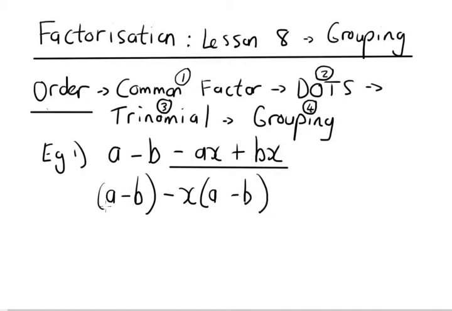So now I can see that I've basically got another type of factorization I can use, which is common factor. If you remember from earlier on, I can now take out a minus b as my common factor, and I'm left with 1 minus x. So that's my answer over there.